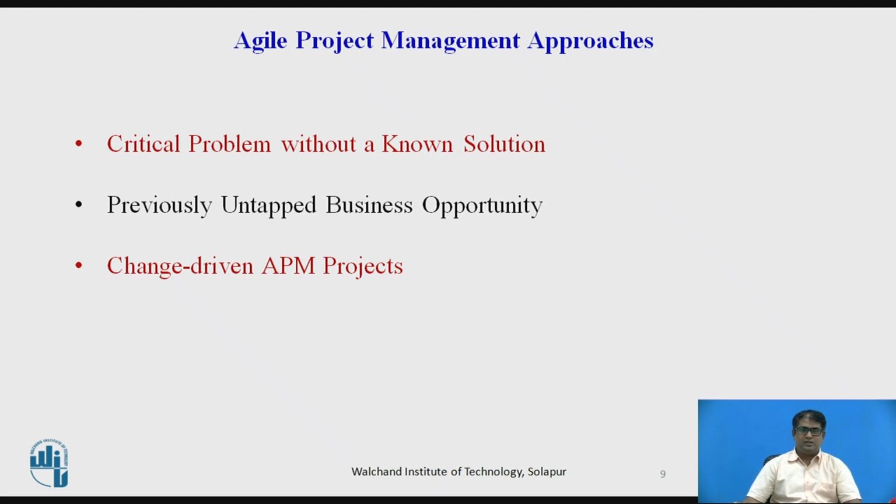A critical problem without a known solution. These are the projects that must be done and you have no choice, because there is no known solution. A TPM approach, which requires a complete RBS and WBS, will not work. A previously untapped business opportunity. Here the company is losing out on a business opportunity and must find a way to take advantage of it through a new or revamped product or a service offering.